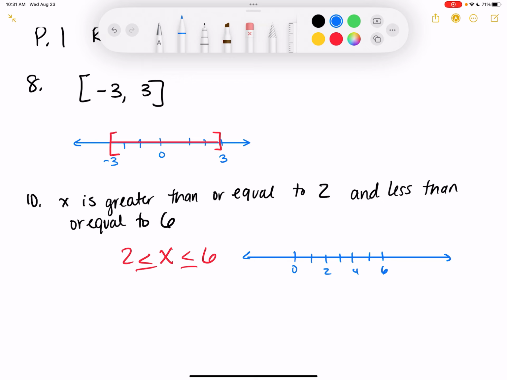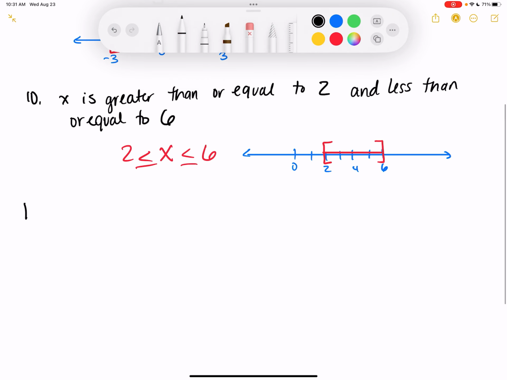If it's or equal to, am I using brackets or parentheses? Parentheses. I'm thinking brackets, because brackets seem like they include. It's brackets. Dang it. Because brackets are inclusive. Parentheses are not. Brackets just look like they would include things more.